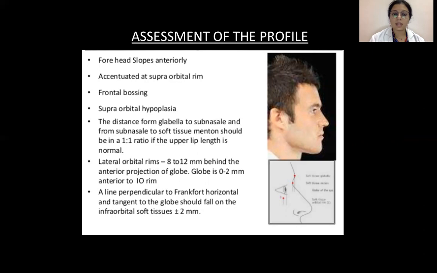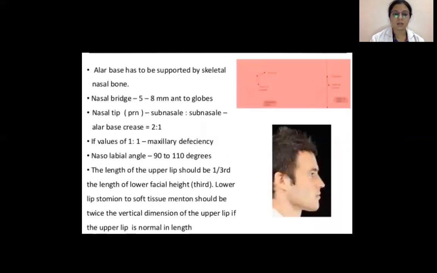Lateral orbital rims 8 to 12 mm behind the anterior projection of the globe. The globe is 0 to 2 mm anterior to the infraorbital rim. A line perpendicular to the Frankfurt horizontal plane and tangent to the globe should fall on the infraorbital soft tissues plus or minus 2 mm.